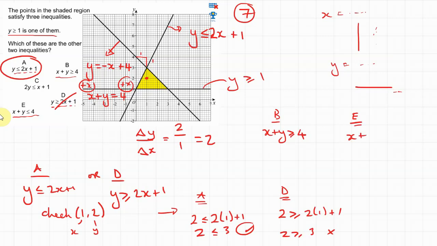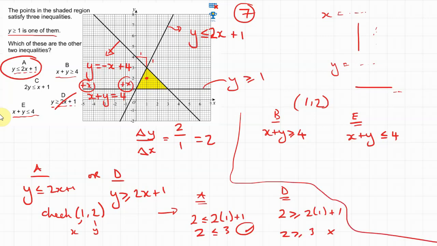So let's check our coordinate of 1, 2 again, because it still works. That 1, 2 works for all three of these. So let's check our coordinate of 1, 2 and see which one of these works. So x is 1, 1 plus y is 2, is 3 greater than or equal to 4? Nope. So it seems like B is wrong.